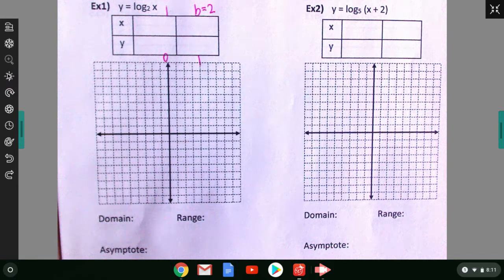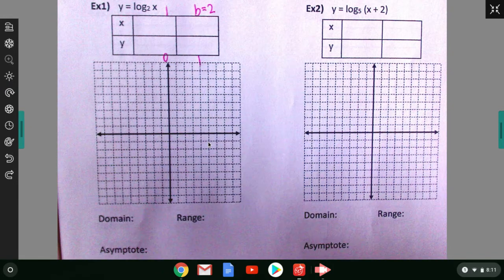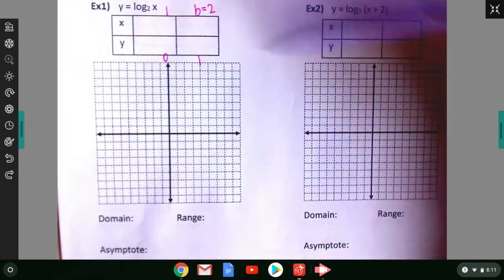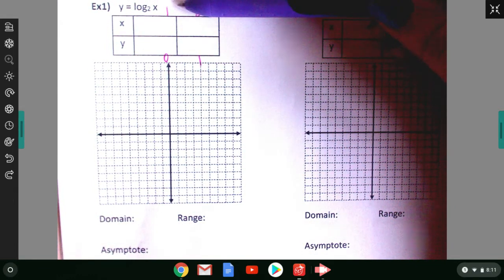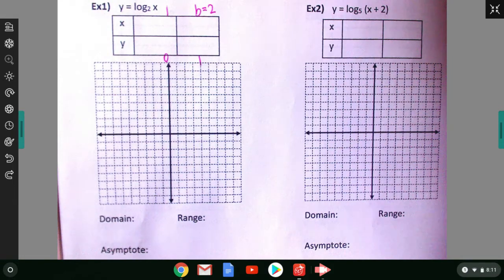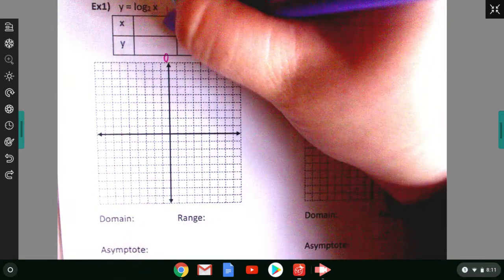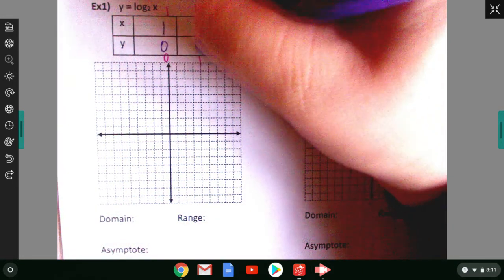Maybe that'll be better. We'll see. Okay, so that's our parent function, and we have no transformations here. There's no a out front. There's nothing with the x in parentheses. There's no k outside. So nothing's moving. It's going to stay 1, 0, 2, 1.